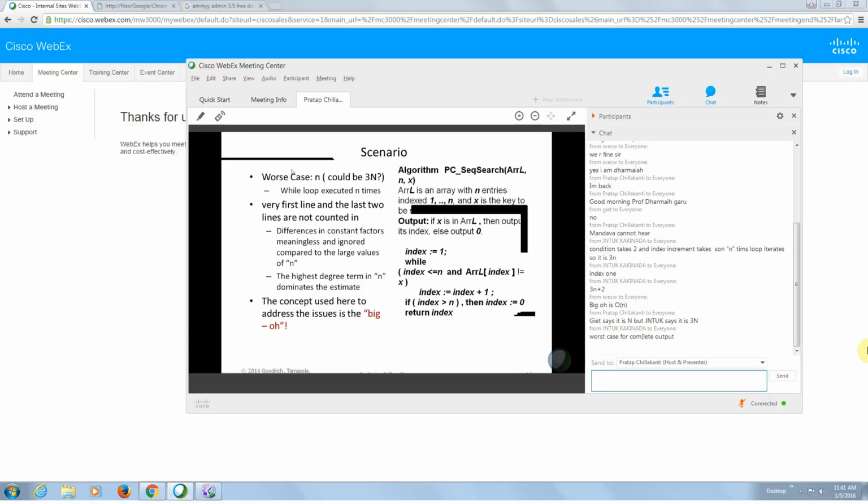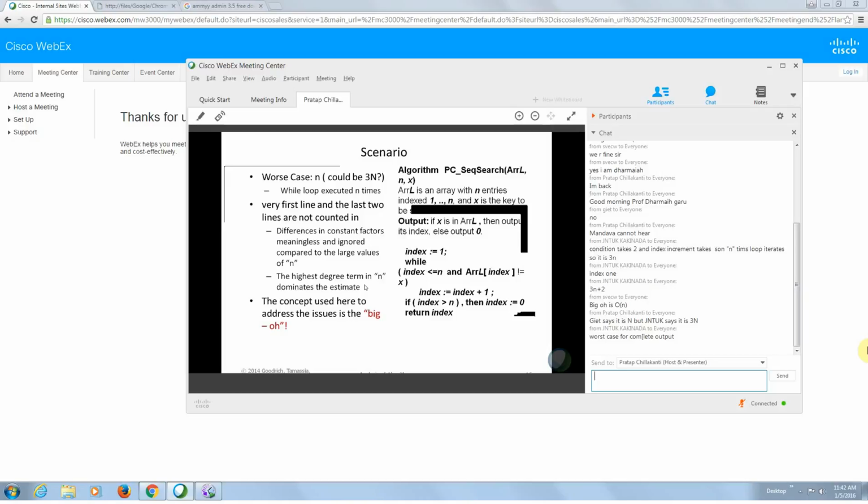The concept that we used here, where we take the highest order of n, whatever is the dominating number in the input size, that is called the big O. Big O meaning capital O.